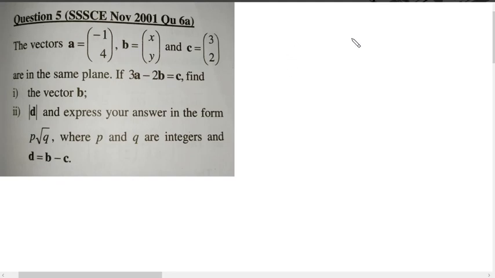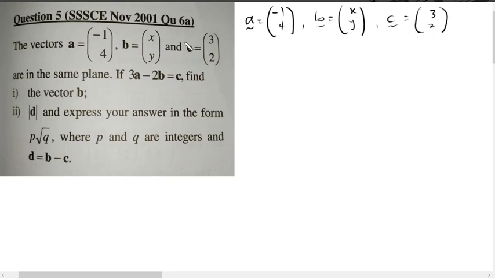Alright, so let's get down to work. We know three vectors. Vector A is negative 1, 4. We are putting a scribble under the A because A is a vector. When they type the vector, they type it in bold characters, but we cannot bold it here, so we put a scribble under it to show that it is a vector. And then vector B is x, y, and vector C is 3, 2.